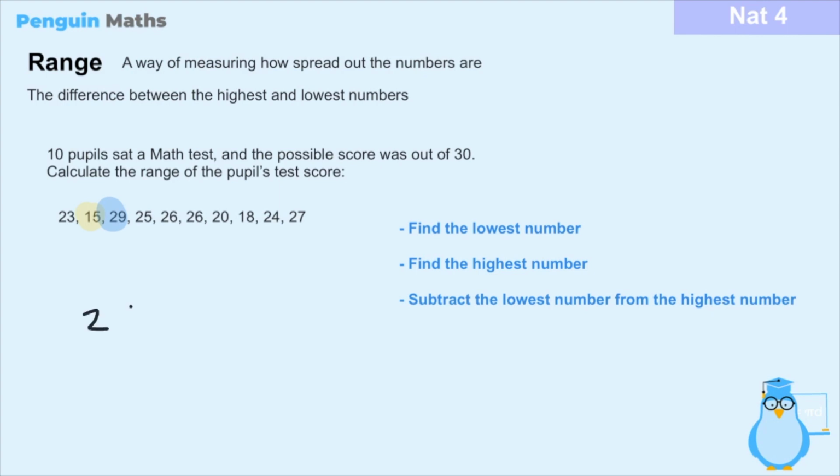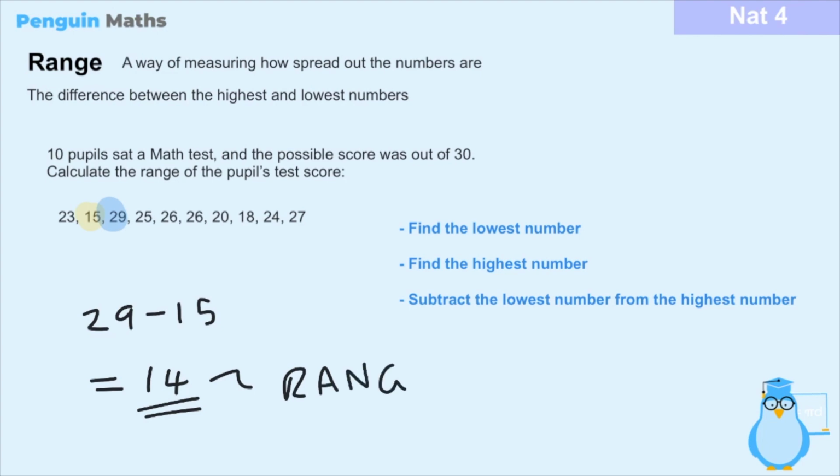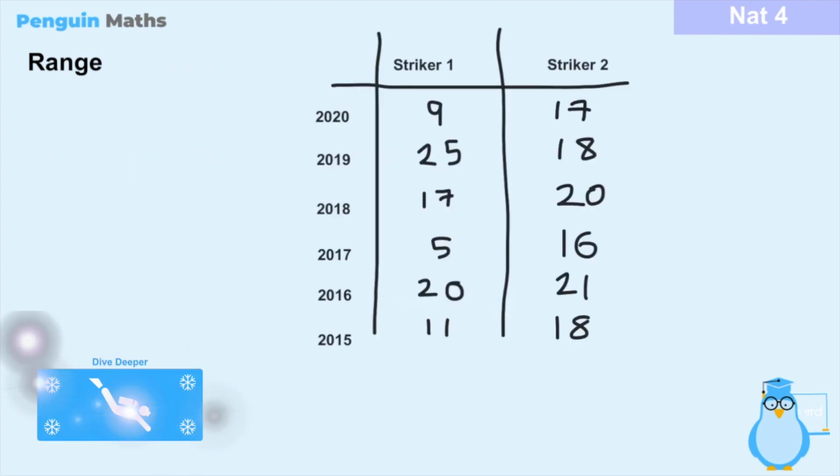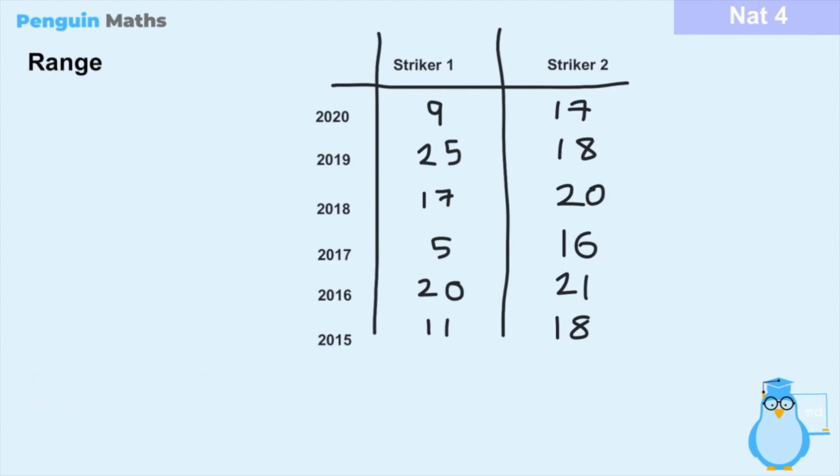So that would be 29 minus 15, and that would be equal to 14. So that means that 14 is the range for this set of data, or in other words, the range of 10 pupils' test scores. So we can also use things like the range in order to compare the stats between two things.